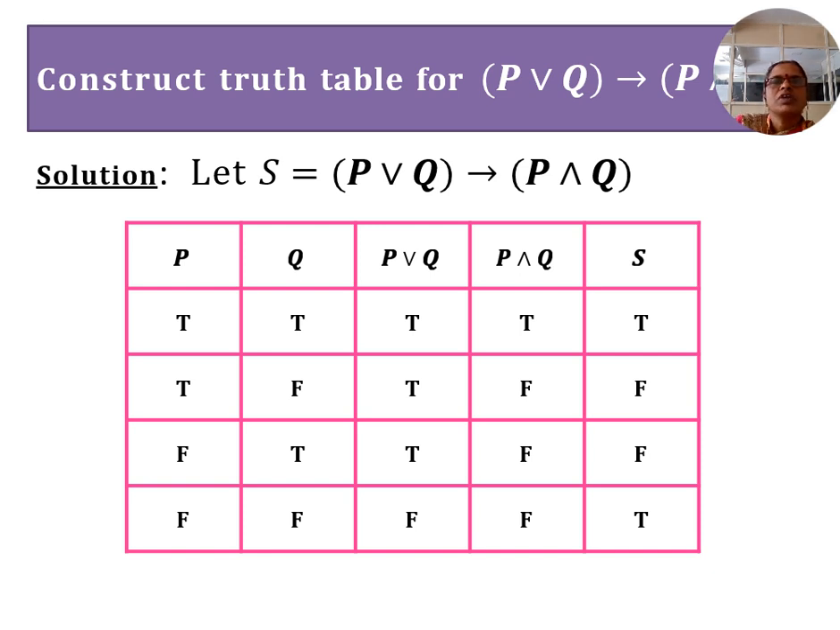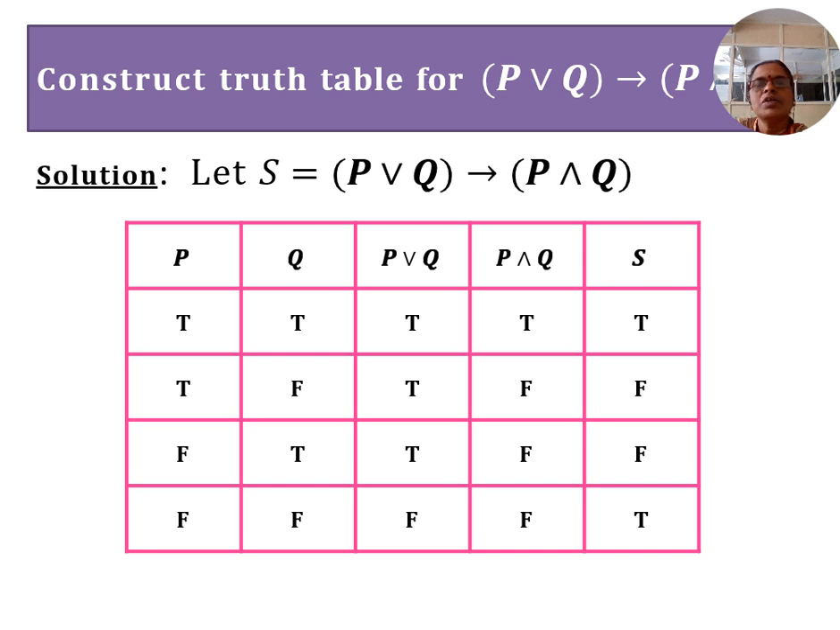So now we are going to see some examples of how to construct the truth table for the compound proposition P or Q implies P and Q. First, what we need here: P, Q, P or Q, P and Q, and the truth values for each compound proposition. For P and Q we have 4 combinations. So for T, T, P or Q is T, P and Q is T. Then P or Q implies P and Q will have the truth value T.